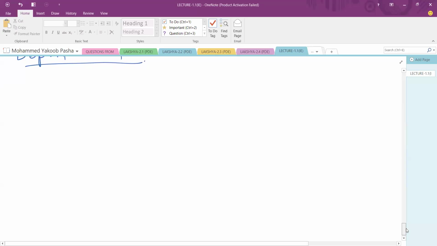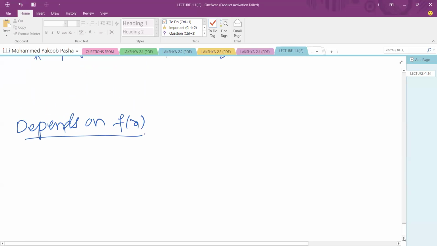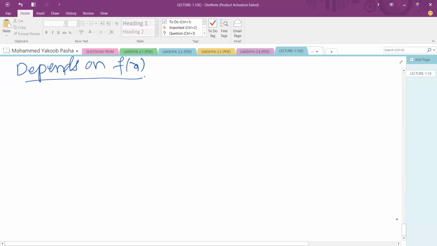Depending on f of x, we can classify integral equations into two types. Okay, the first one is the homogeneous integral equation.